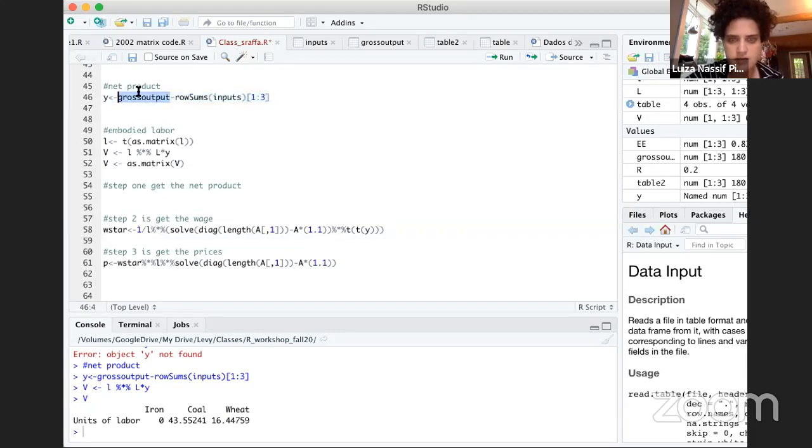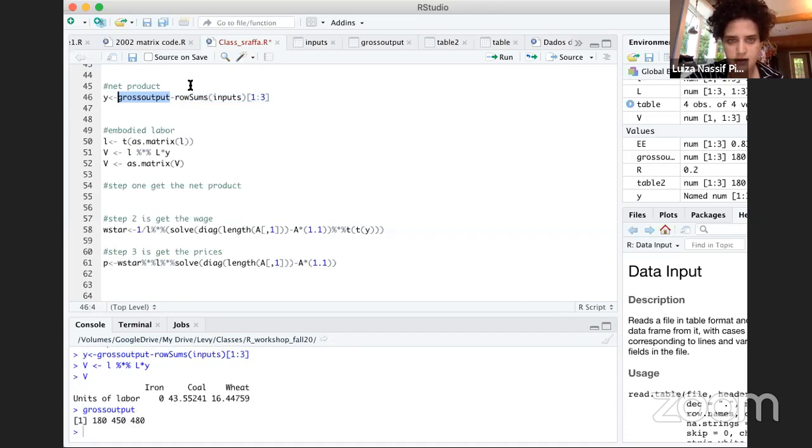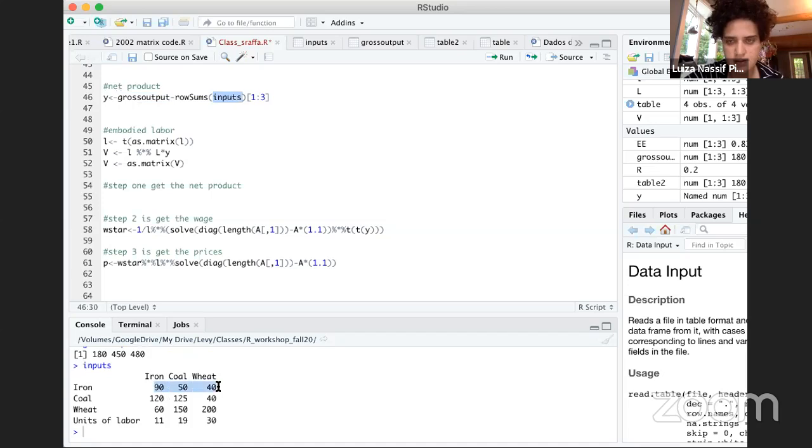So this is just the gross output. And this here, my inputs, I want to sum up those rows, see how much was demanded of iron as inputs in the production of other goods. And whatever is left, that's net output. So that's surplus iron, which in this case is actually going to be 0.